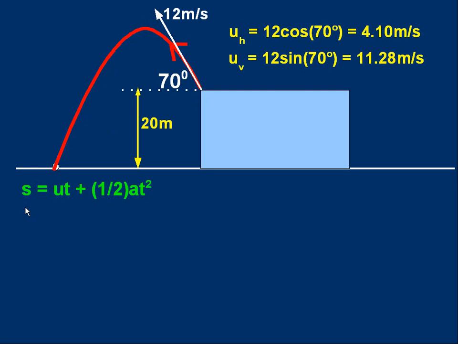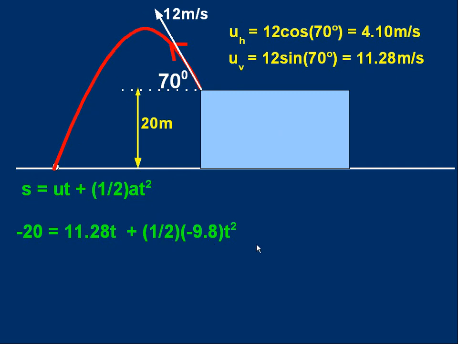Let's put some numbers in. s is minus 20 meters. u was 11.28 meters per second, the vertical component at launch. Remember, we're only looking at the vertical component of velocity. Forget about the horizontal component. Think only about vertical motion up and down. So we've got ut is 11.28t. Half at squared will be half times minus 9.8 t squared.